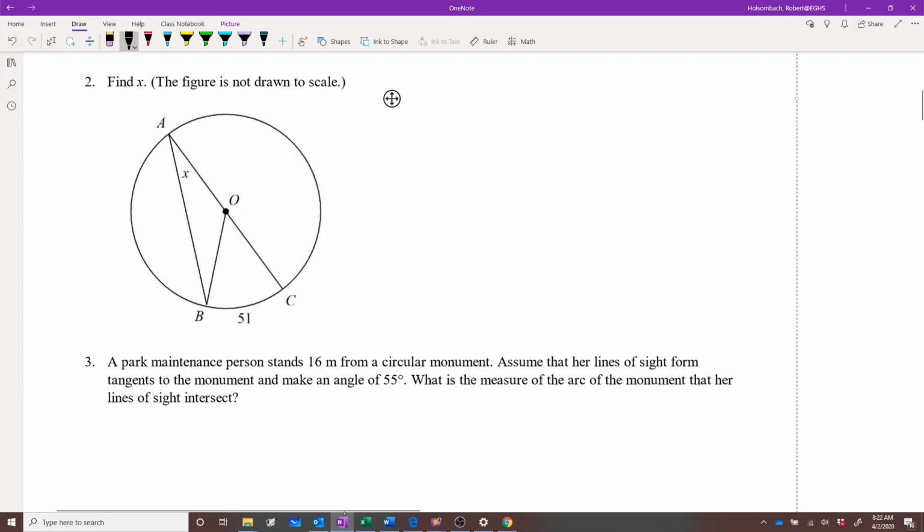Alright, in problem number 2, this angle BOC is a central angle, and it is congruent to its intercepted arc. So this is also 51 degrees. Now, angle X down here is an inscribed angle, and it is equal to 1/2 of its intercepted arc. So X is going to be equal to 1/2 of 51, and that's going to be 25.5 degrees.